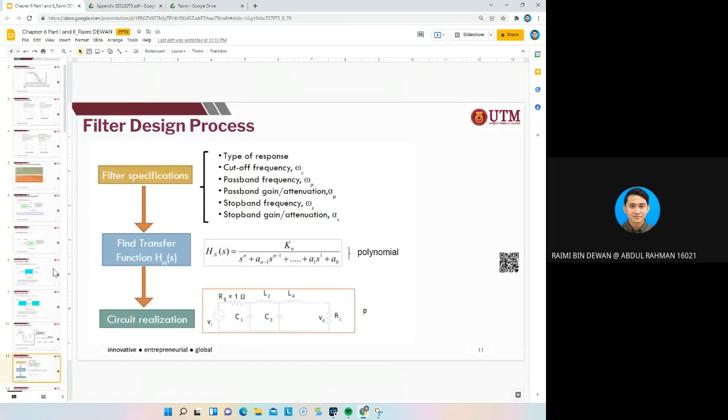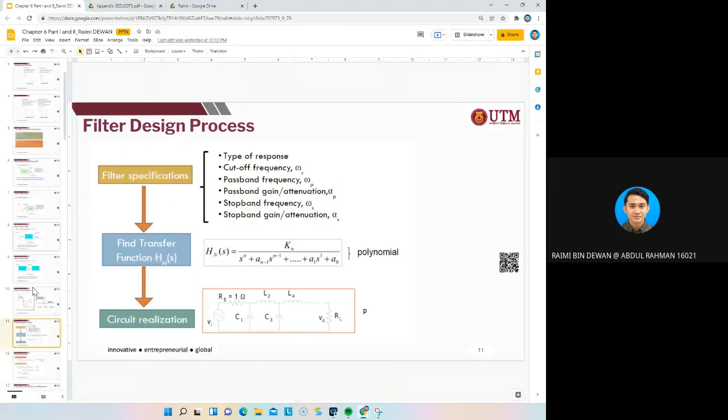And after we manage to find the normalized transfer function, we need to realize the circuits. Okay, we need to realize the circuits.